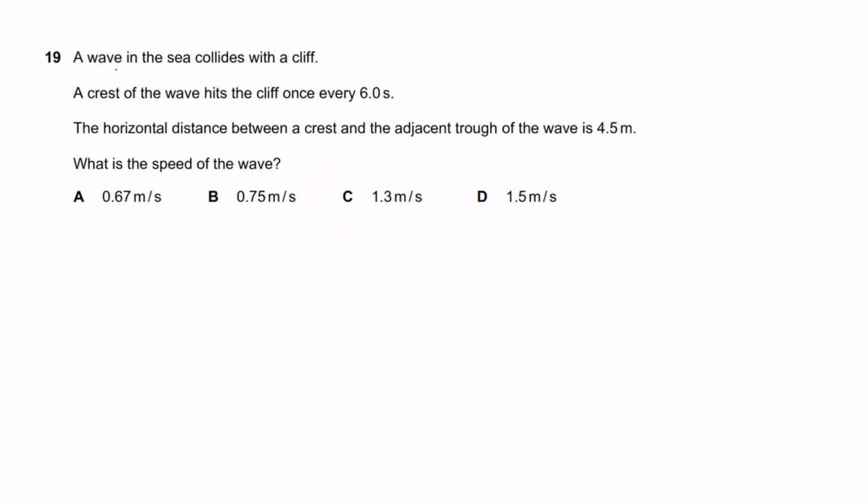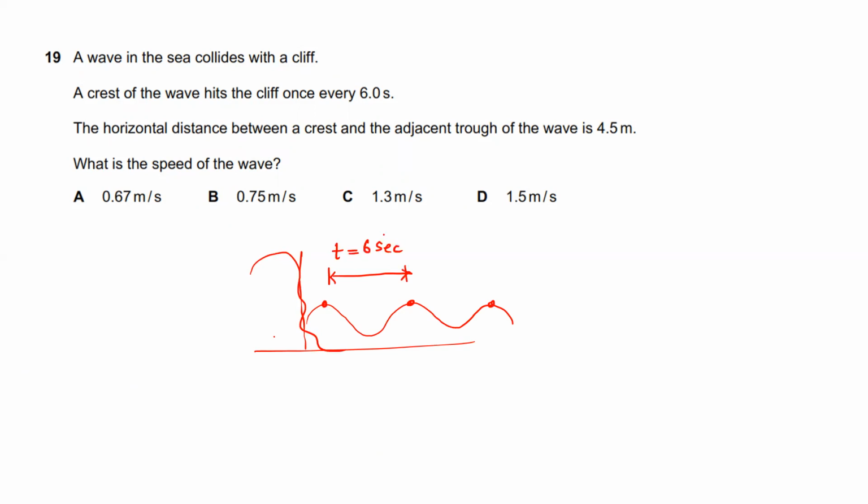Next question, it says a wave in the sea collides with a cliff. The crest of the wave hits the cliff once every 6 seconds. So for example, this is the cliff we have, and this is the wave that is coming. So this is the crest, this is another crest, this is a crest. So time difference between these two crests is 6 seconds.